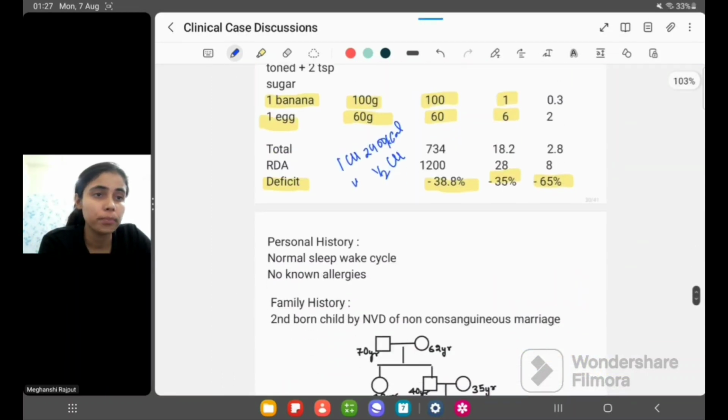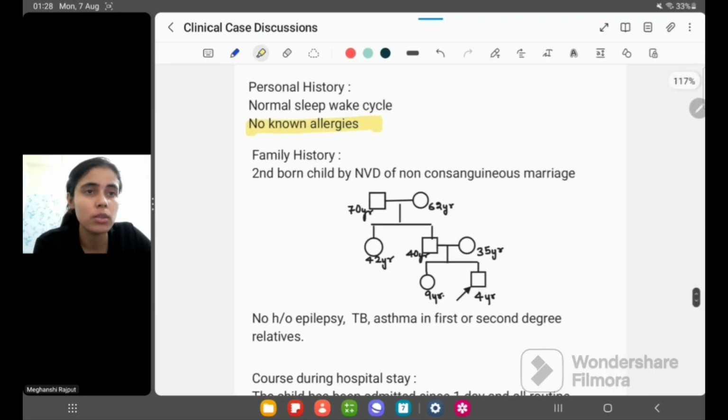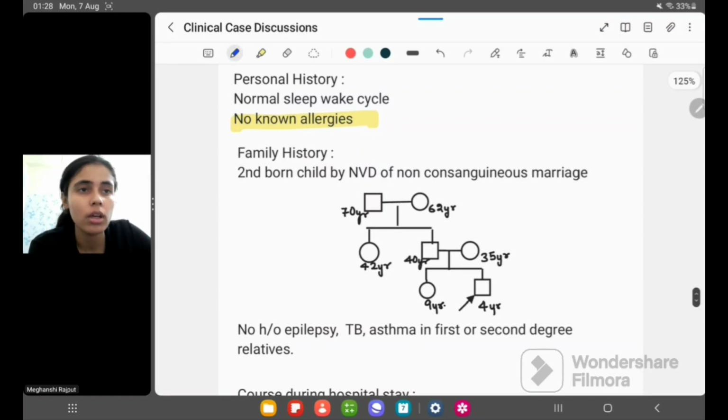Okay, the personal history is not of much importance, just that any known allergies are not there in the family history. What is more important is your pedigree. So you always have to draw a pedigree. You don't have to start with hypertension, diabetes. It is not relevant to a pediatric case.